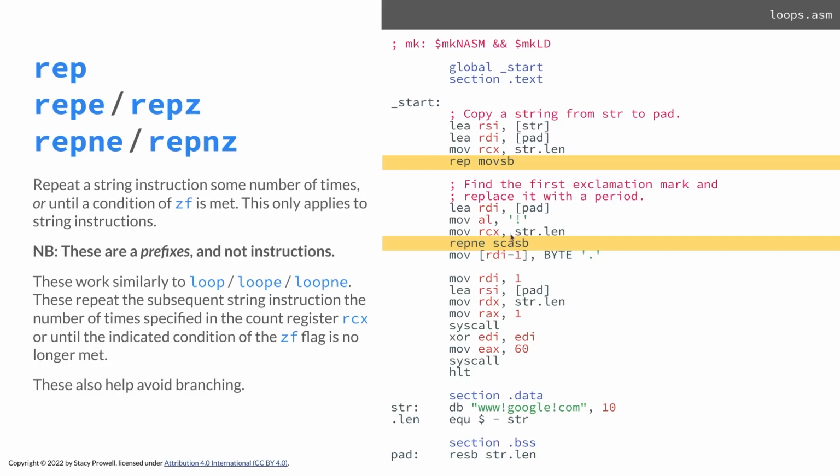So, notice what's happening here. I don't specify any registers with these instructions. The source register is always RSI. The destination register is always RDI. The count's always RCX. If there's a character you're using, it's always AL. That's just how they work.